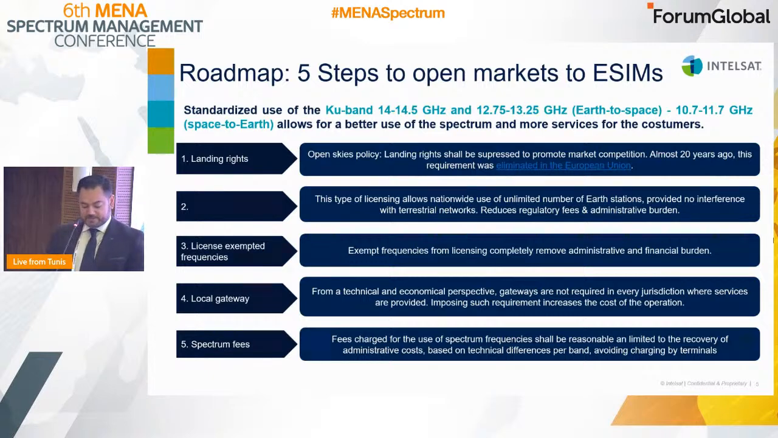Also, the network and blanket licensing. By reducing the regulatory fees, this will enable administrations to increase the usage and provide a further enhancement of connectivity to their citizens. I think Zina touched on this as well. And license exempt frequencies. Exempting frequencies from licensing completely removes administrative and financial burdens. And finally, local gateways. Now, we know some administrations here require this for security reasons, but quite frankly, from a technical and an economic point of view, gateways are not required in every jurisdiction where services are provided. This imposes increased cost and operational costs. And lastly, spectrum fees. We would like to see fees charged for the use of the spectrum to be reasonable and only for administrative costs. All of these elements, if they couple together with regulatory sound policy, will enable further growth and enhancement in this region.